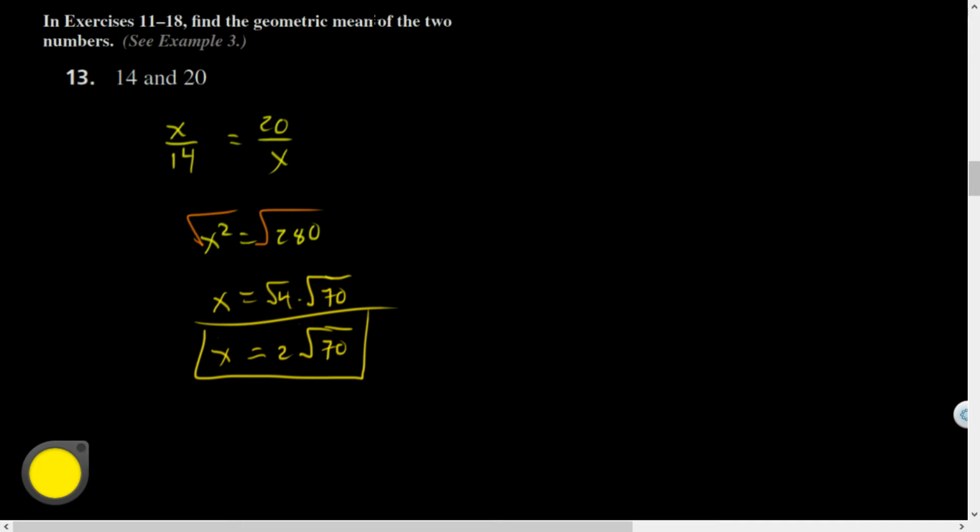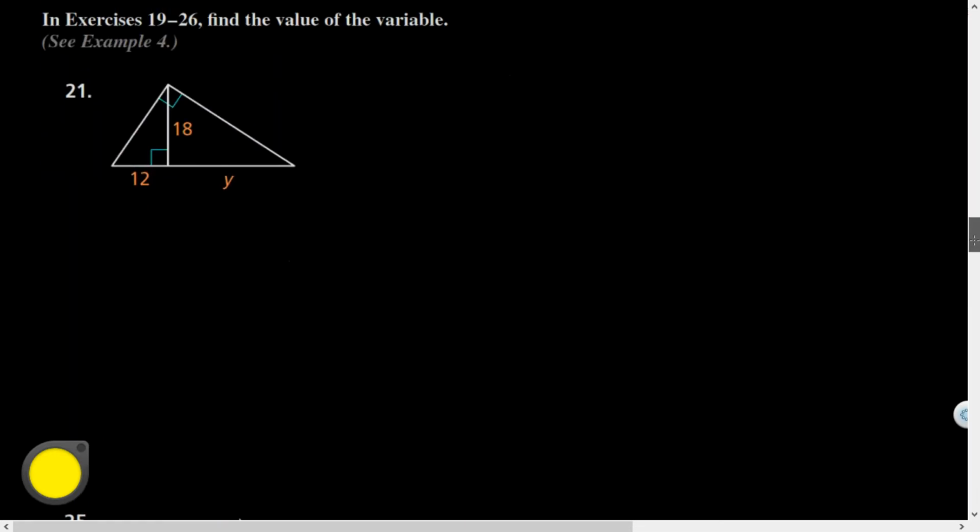And as a type of mean, it is going to be between 14 and 20. What is 2 square roots of 70? I get 16.733 roughly. Which notice is not quite the average between those numbers. The mean would have been 17, up 3 and then up 3. So it's similar, but not the same.